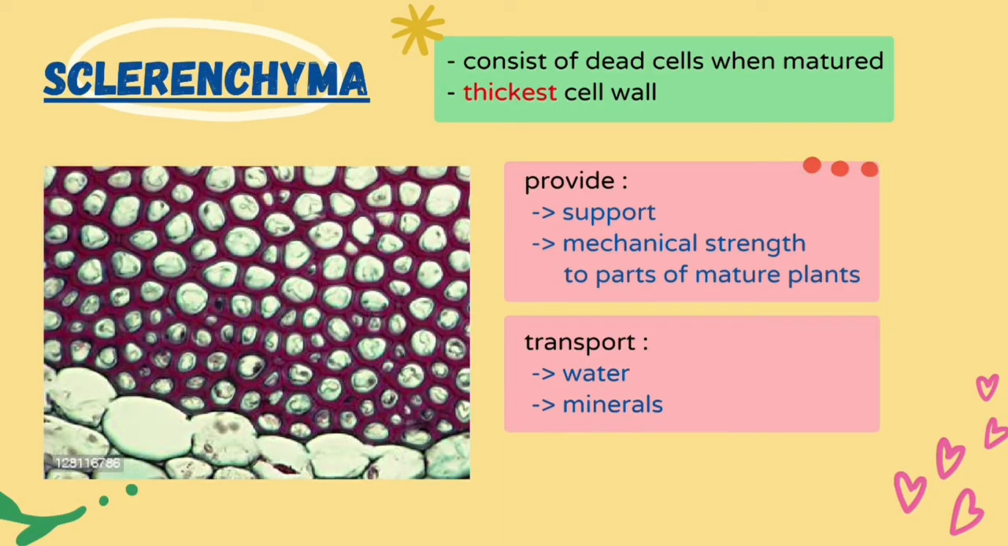Lastly, we have the sclerenchyma tissue. Unlike the two previous ground tissues, the sclerenchyma tissue consists of dead cells when they are matured. And sclerenchyma tissues also have the thickest cell wall between all three ground tissues. The function of sclerenchyma is to provide support and mechanical strength to some parts of the mature plants. It also helps in the transportation of water and minerals.